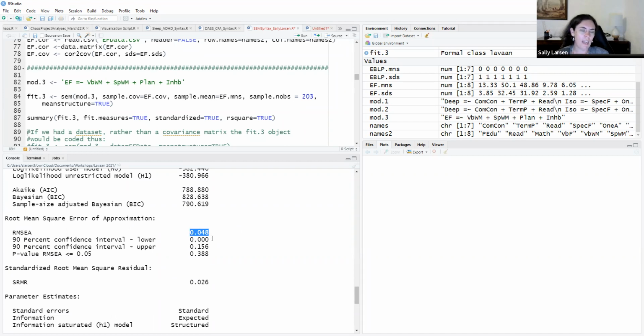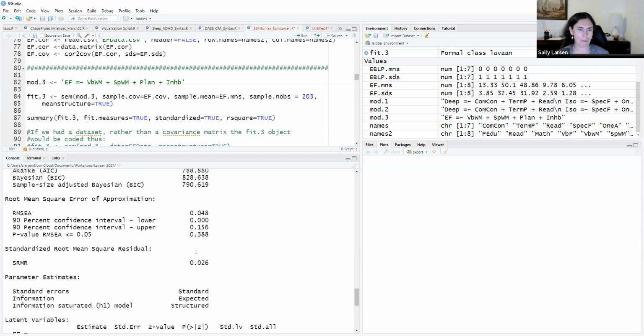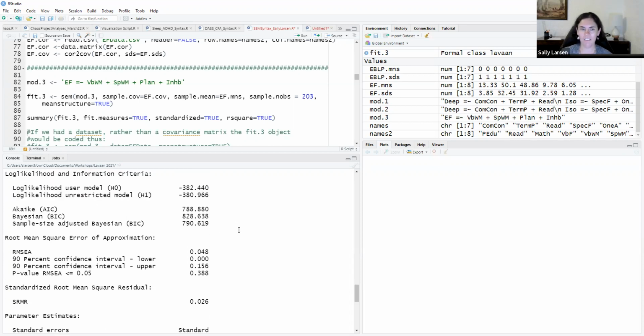There's your RMSEA, which is below 0.06. And then there's your SRMR. Of course, I'm looking at you laughing, Jenny. If all your model fit statistics are bad, sure, you can try to argue that it's fine and you can interpret your parameters, but you will get someone coming along and going, no, you can't.